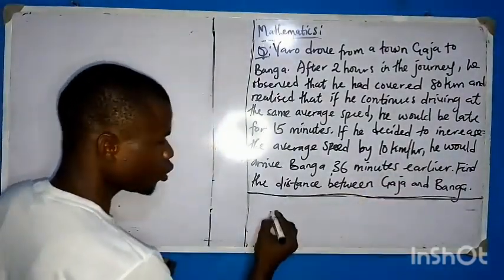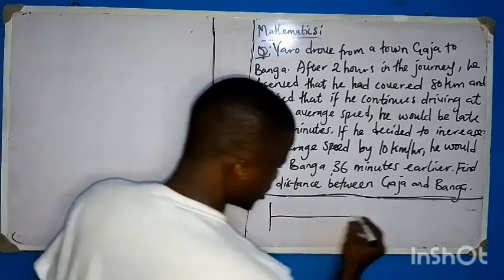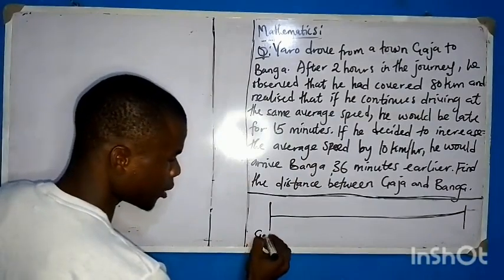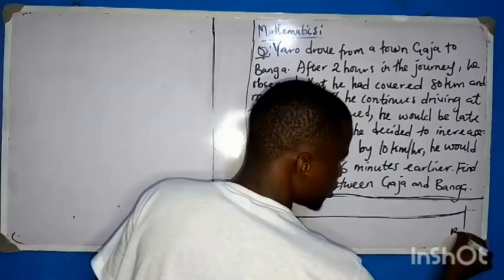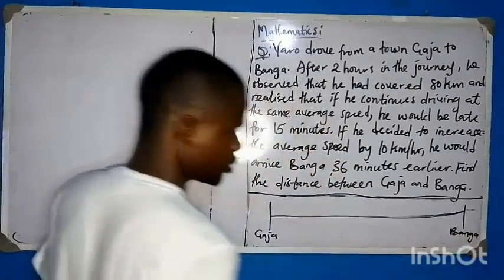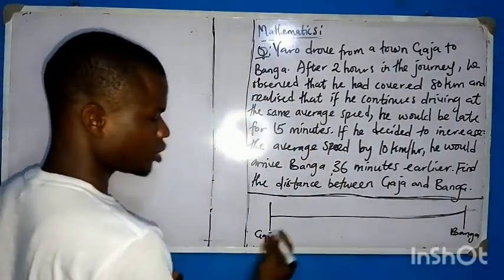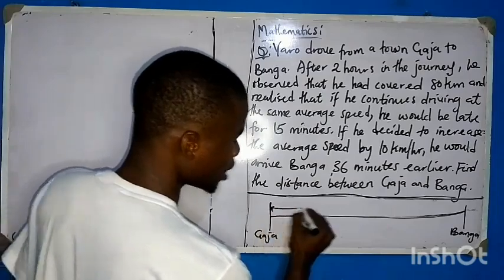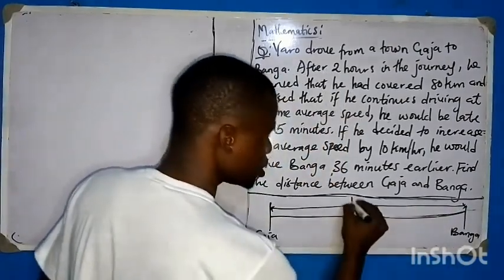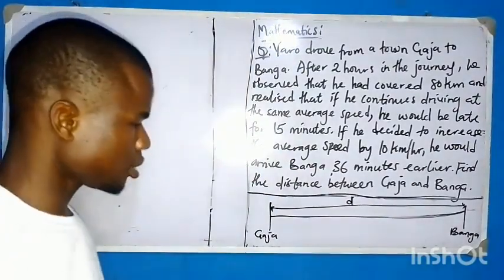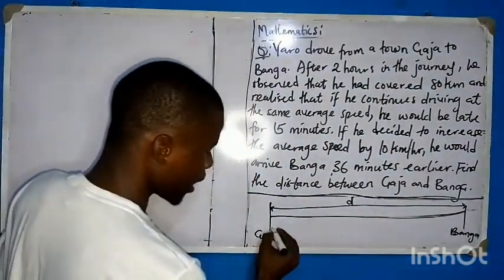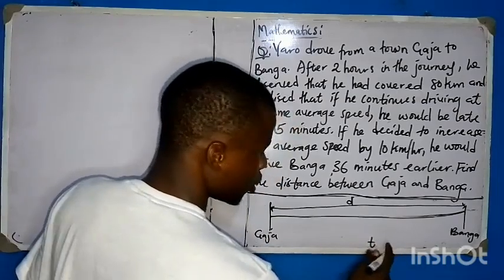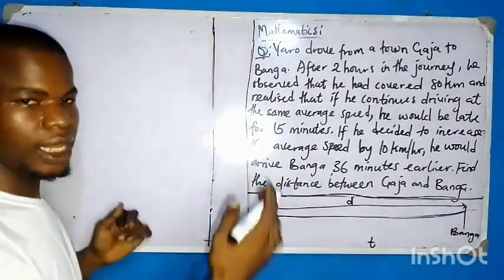Okay, so let's do a bit of a sketch. This is Gaja and this is Banga. The distance from Gaja to Banga is D, and we don't know it. The time it needs to travel from Gaja to Banga is T. We need T to travel from Gaja to Banga.